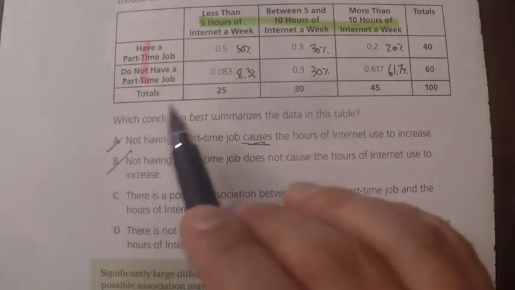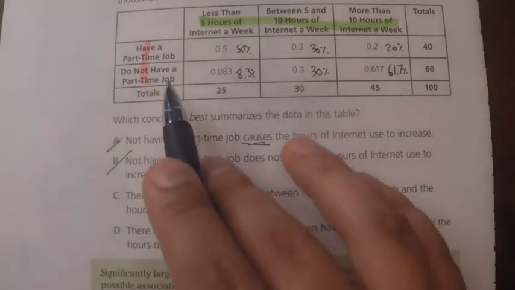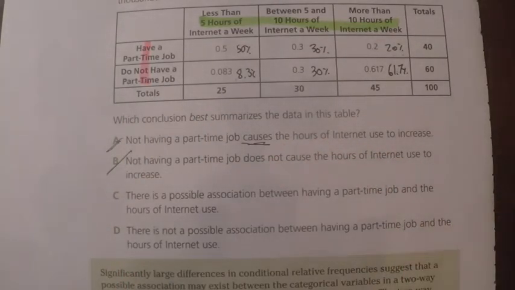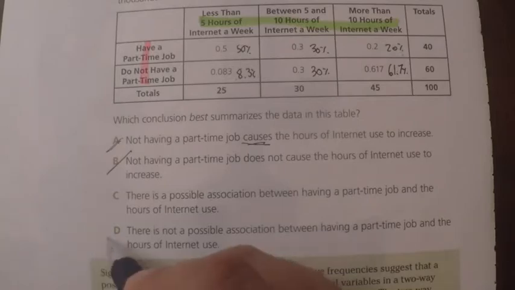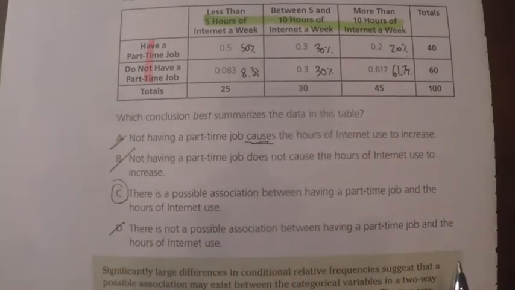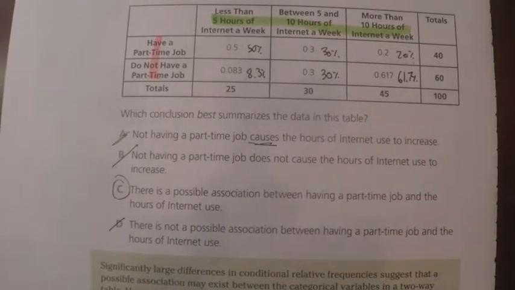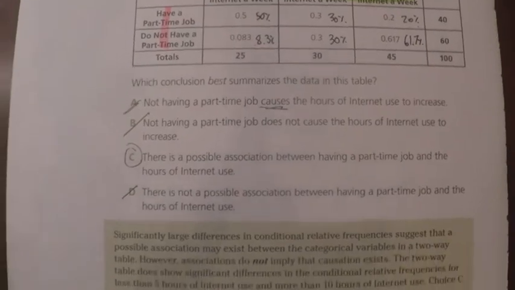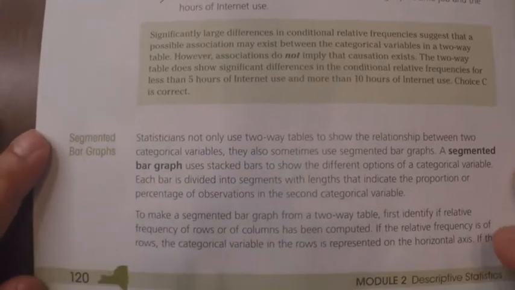If you work, you have less time to use the internet. If you don't work, you have more time. Let's take a look at D. There's not a possible association between having a part-time job and the hours of internet use. Well, that's not correct because we do see a pattern. We're just not completely sure why that pattern exists. So we can't say there's a definitive cause, but we can say that it does look like there's a possible association.